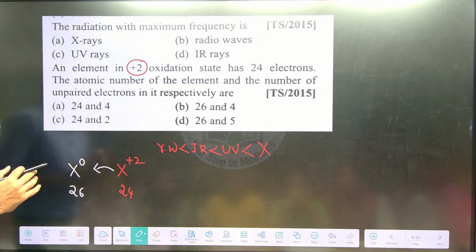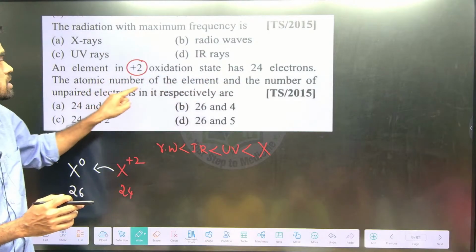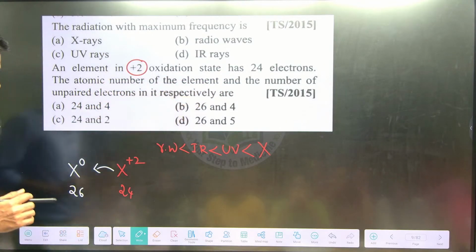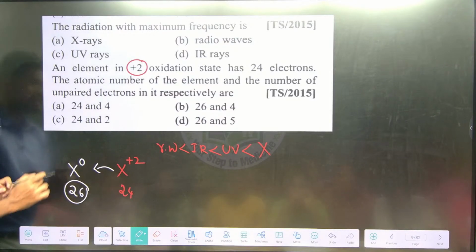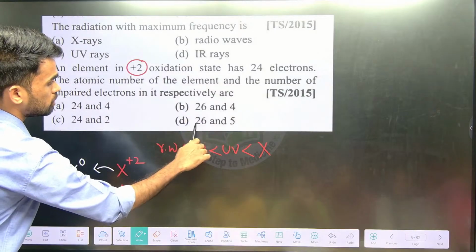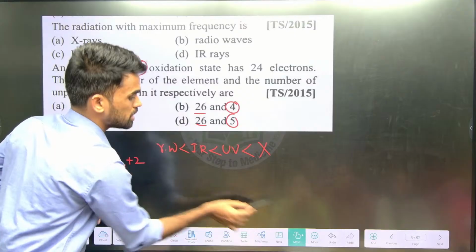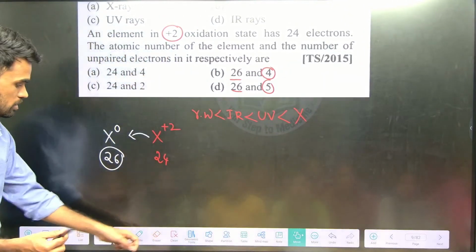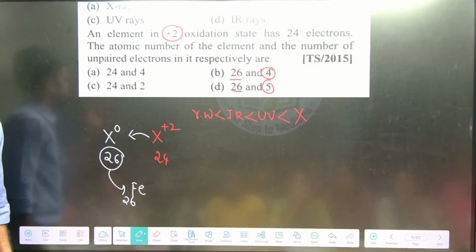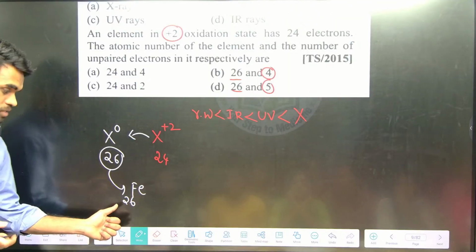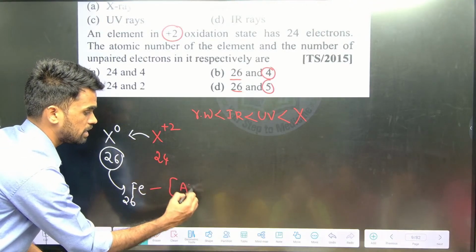Now read the remaining question. The atomic number of the element and the number of unpaired electrons in it, respectively. So what is the atomic number of that element now? 26. Is this fine? Now what is the next thing they are asking? Number of unpaired electrons. So atomic number 26, what is that element? Iron, Fe. So what is the electronic configuration? See, I told you that mnemonic also, an easy way to give the valence electronic configuration. See, 26 means argon 18 over.